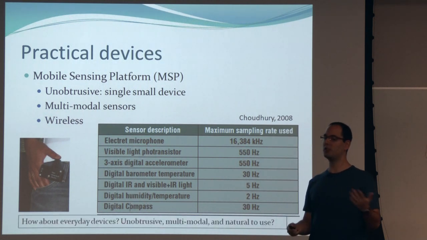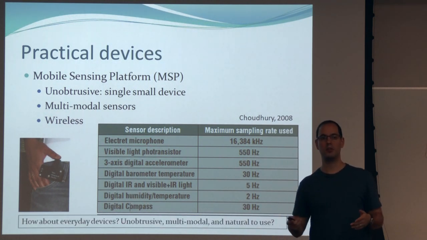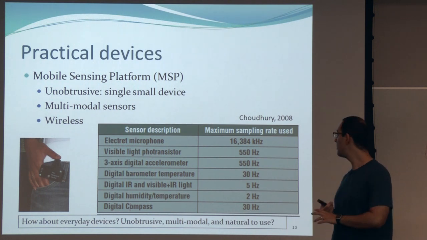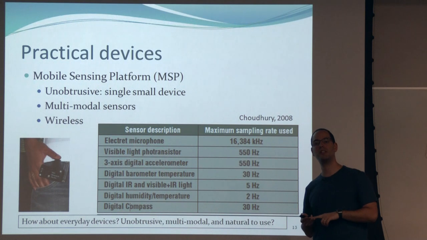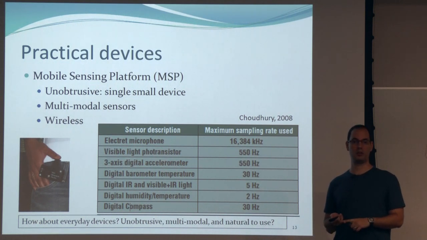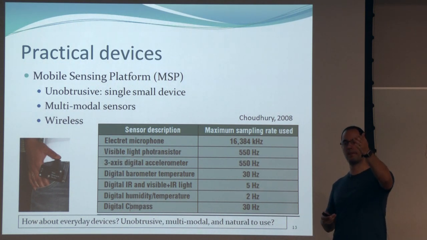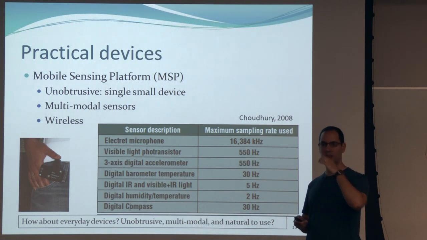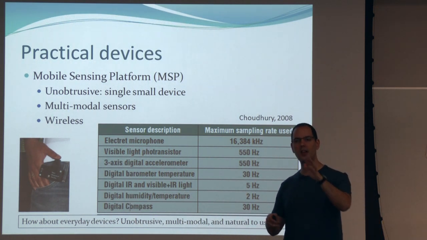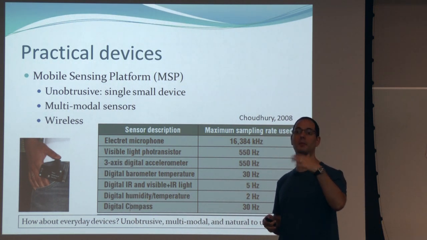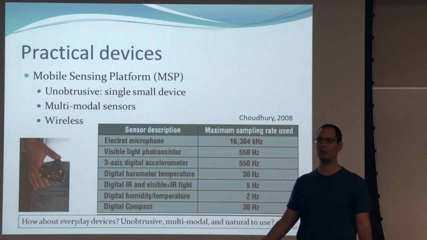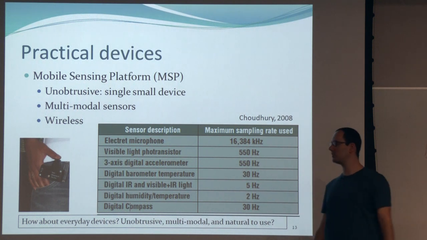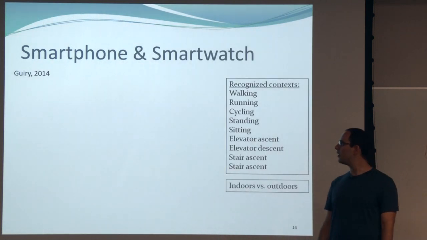But what about other devices? Can you think of other devices that are ubiquitous, are unobtrusive? They have multiple modalities and they're already natural to use every day. Yeah. Glasses? Okay, glasses can be used every day, but today they're not so popular. I mean, smart glasses are not so everyday used. Yes? Smartphones and smartwatches, yes, that's the next direction.